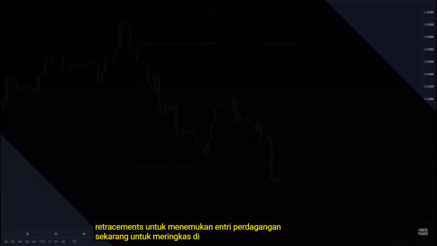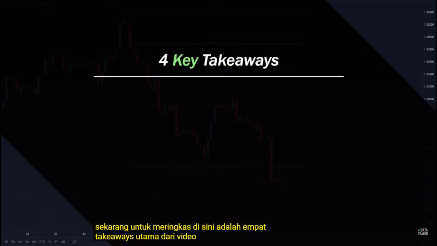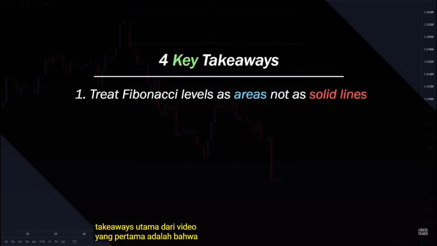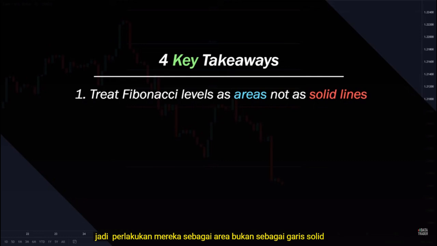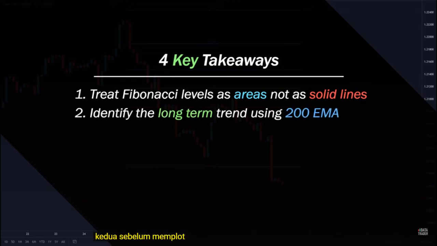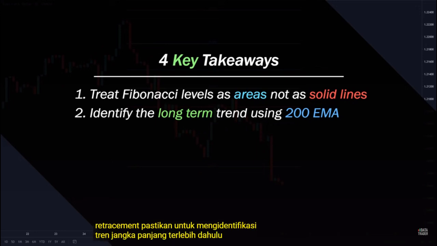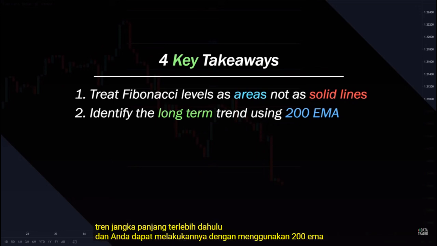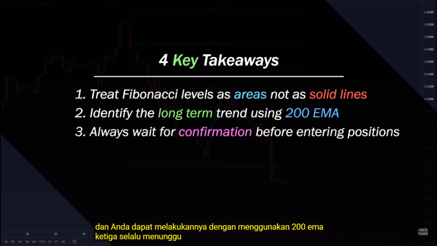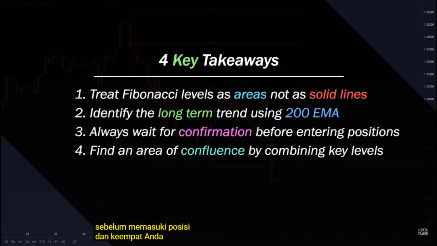Now to summarize, here are 4 key takeaways from the video. The first one is that Fibonacci levels behave exactly like support and resistance, so treat them as areas, not as solid lines. Second, before plotting the Fibonacci retracement, make sure to identify the long-term trend first, and you can do that by using the 200 EMA. Third, always wait for confirmation before entering a position. And fourth, you can combine previous support and resistance levels with Fibonacci levels to create an area of confluence.